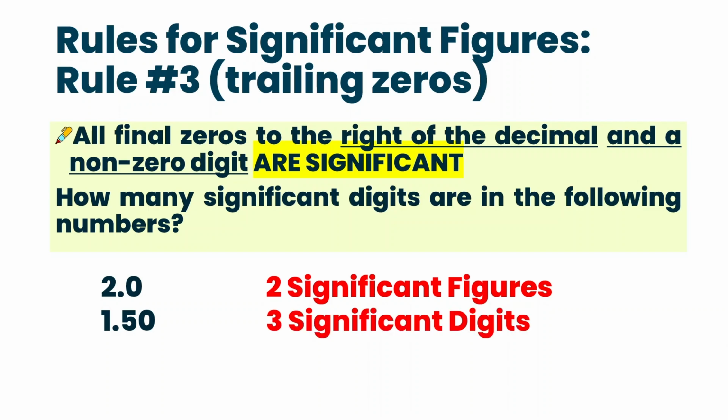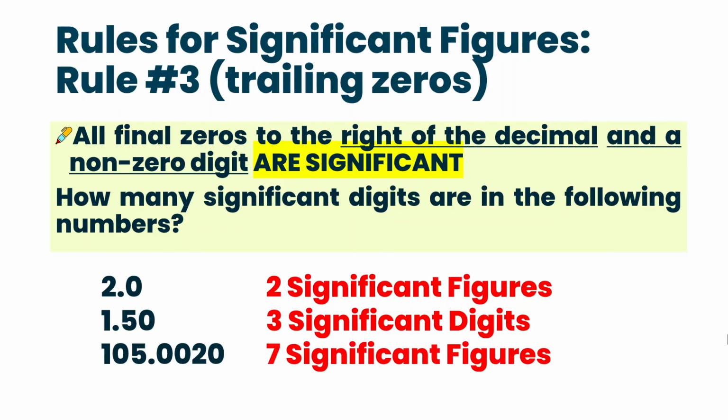How about 1.50? There are 3 significant digits. How about 105.0020? The answer is 7 significant figures. The 0 between 1 and 5 is significant as said in rule number 2, and also the zeros between 5 and 2, as in the previous slide's rules, and the last 0 digit here is significant because of rule number 3.